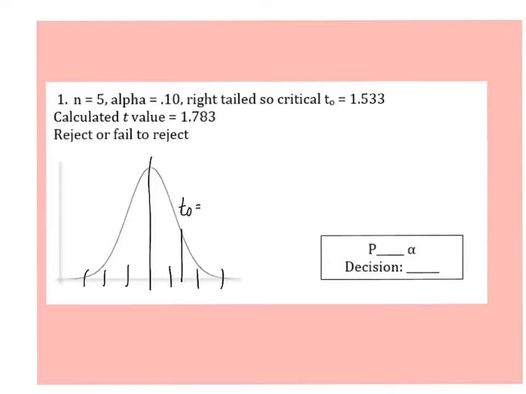That's my critical value from the tail, from the chart. It cuts off what's called the rejection region. That rejection region's percentage is considered to be alpha. The calculated value came from the sampling distribution formula. I've done the calculation for you and found my value to be 1.783.